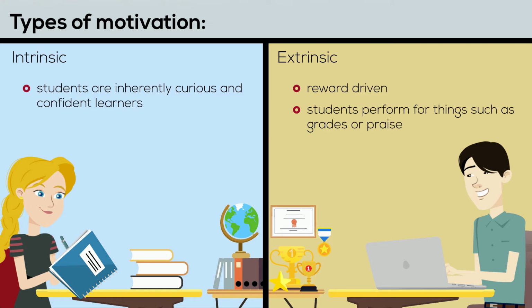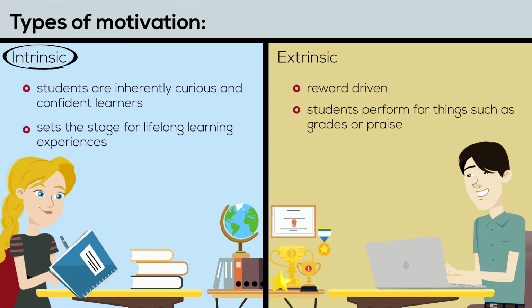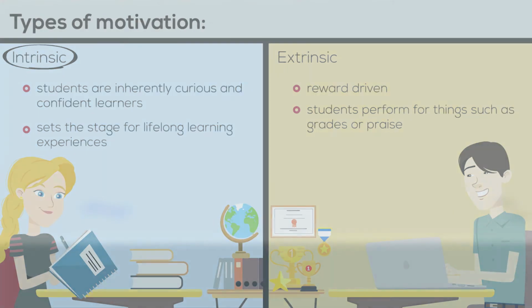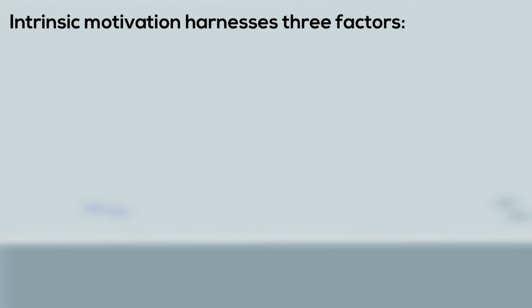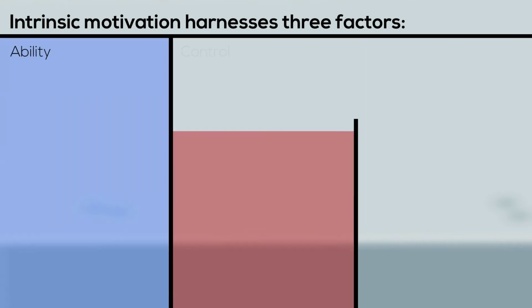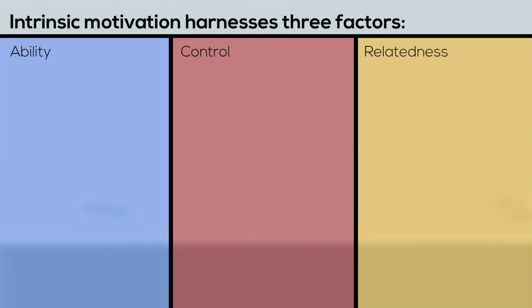In education, the ultimate goal should be to encourage students to be intrinsically motivated to learn, which sets the stage for lifelong learning experiences in both traditional and non-traditional learning environments. Intrinsic motivation often harnesses the following three factors: ability, control, and relatedness.